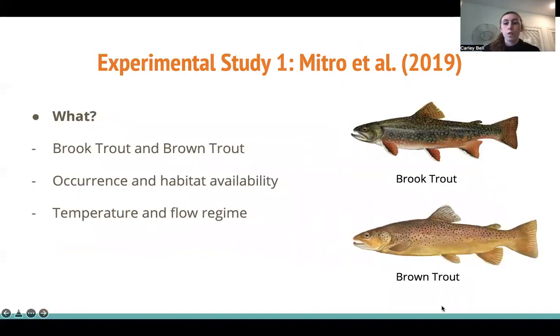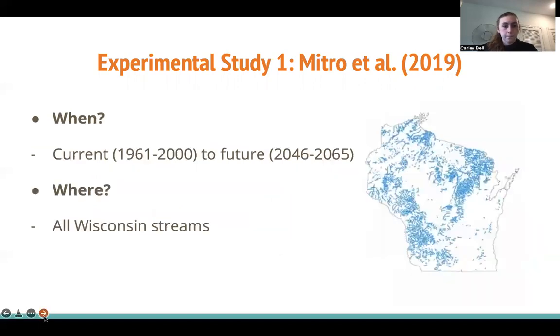So let's get into what they're studying. They're studying 2 kinds of trout called brook trout and brown trout. And I've included pictures of each so that you have a reference and you can kind of picture what they're studying as we talk about the results of this. And they're studying the occurrence and habitat availability of these trout based on the changes in temperature and flow regime of these stream reaches caused by climate change.